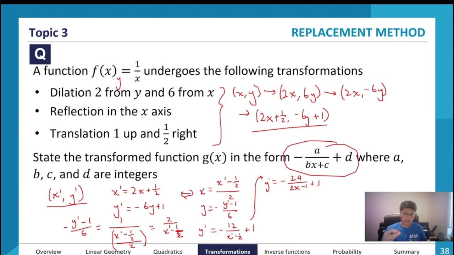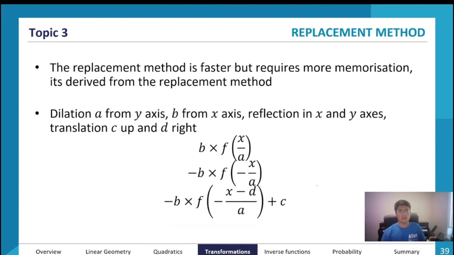You can see we're laying out every step sequentially, and so it's very hard for errors to occur. There is this thing called the replacement method, though, which is quite a lot faster, but not only does it require more memorization, it requires a lot more familiarity with the way each of the numbers interact in an equation to yield a particular graph.